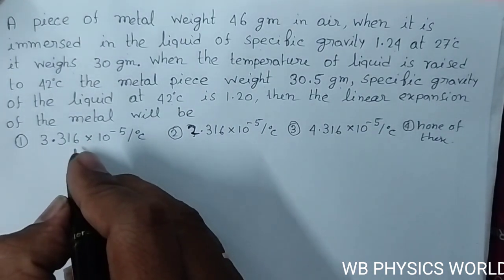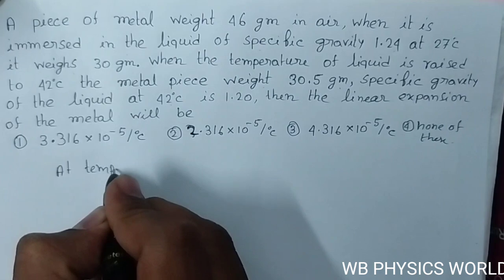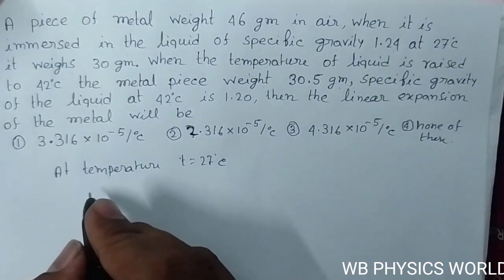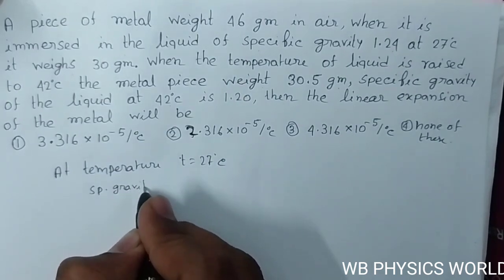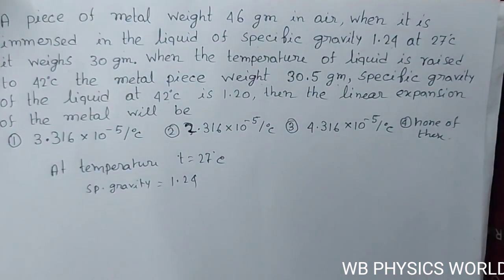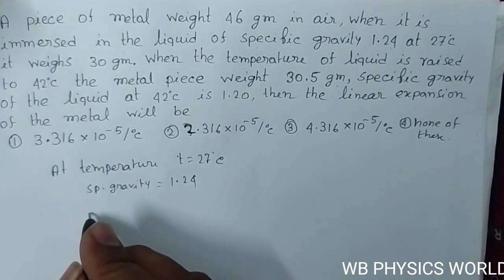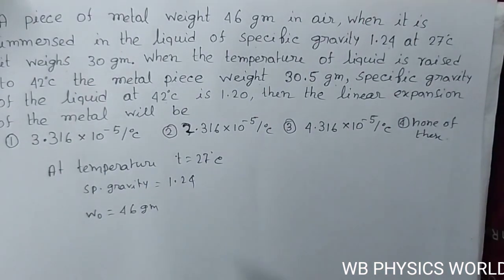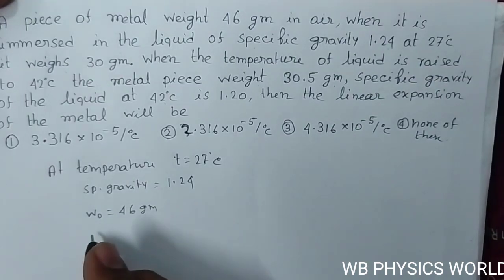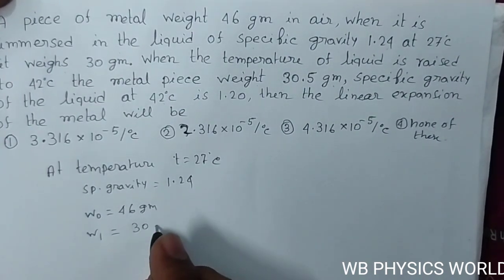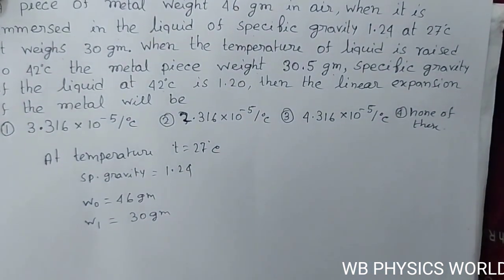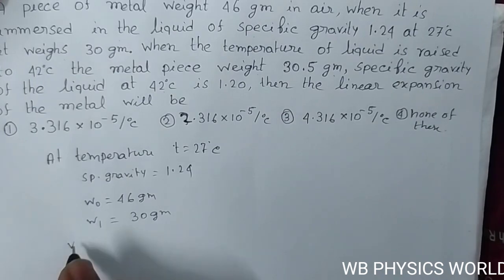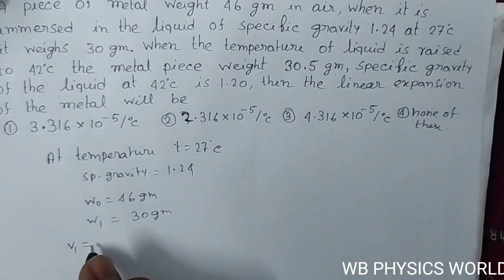Now, at temperature 27 degrees Celsius, the specific gravity of the liquid is 1.24, and the weight of the metal in air, W0, is 46 gram, and at temperature 27 degrees Celsius, the weight of the metal in liquid is 30 gram. Let the volume of the metal at 27 degrees Celsius be V1.